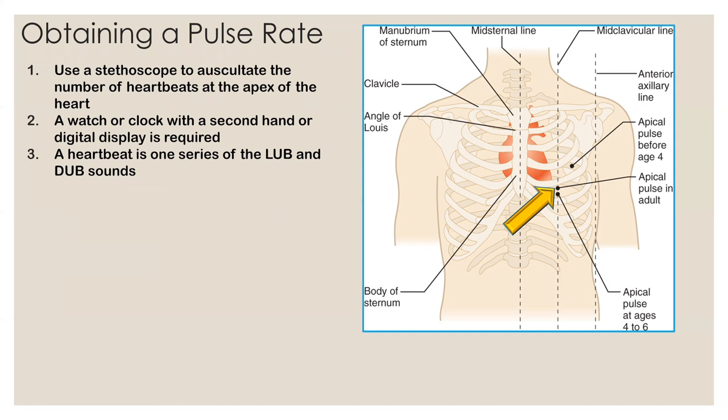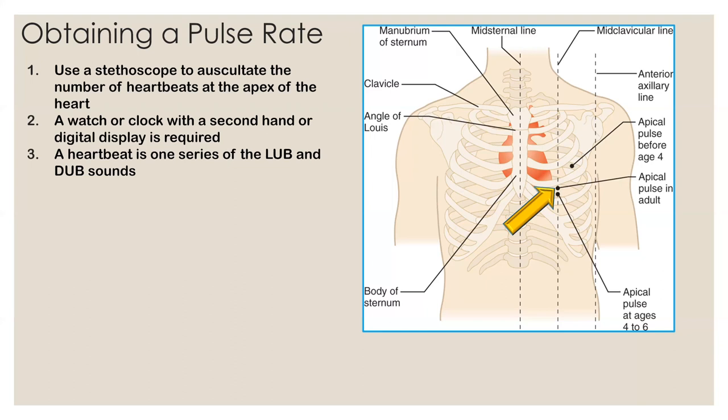Okay. So you're going to use a stethoscope to auscultate, or listen to, the number of heartbeats at the apex of the heart. So apical pulse rate, mitral pulse rate, apex of the heart, point of maximal impulse, all of those things mean the exact same thing. And all that it means is that this is the location right here where that yellow arrow is pointing.